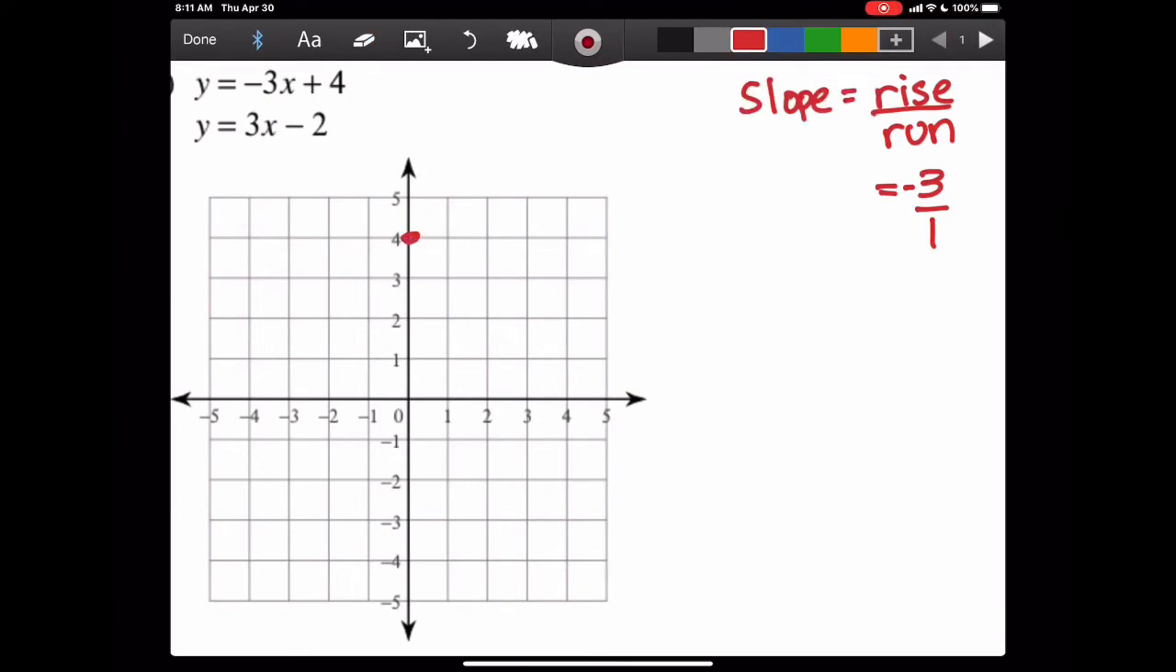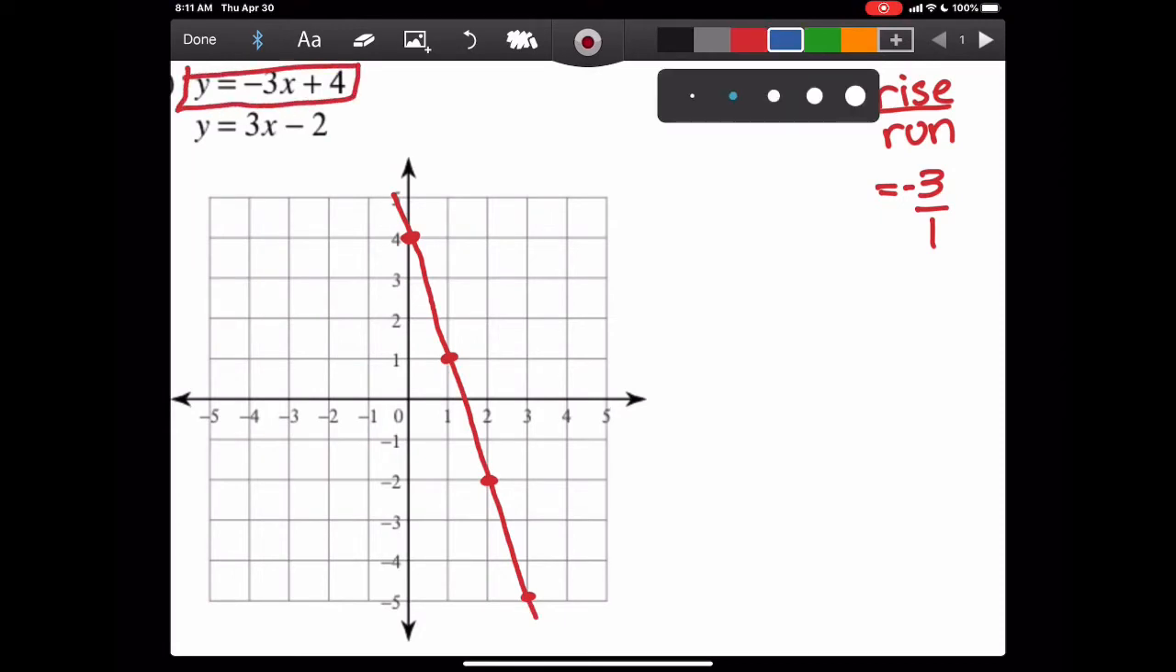Okay, I'm going to go down 1, 2, 3 and over 1. Again, down 1, 2, 3 and over 1. You can keep going as far as you would like. Really, 2 or 3 points will be enough. And then I'm just going to connect my graph. Hopefully I can make this as perfect as possible. Okay, so the red graph is this one right here.